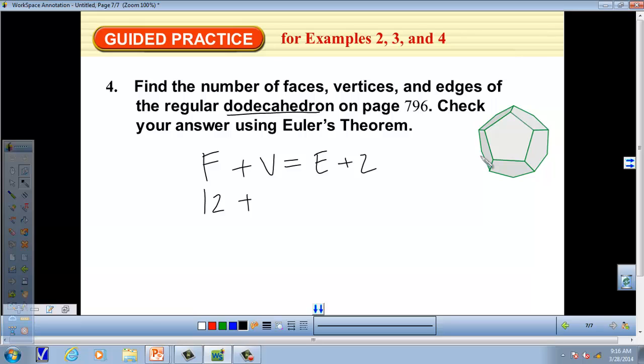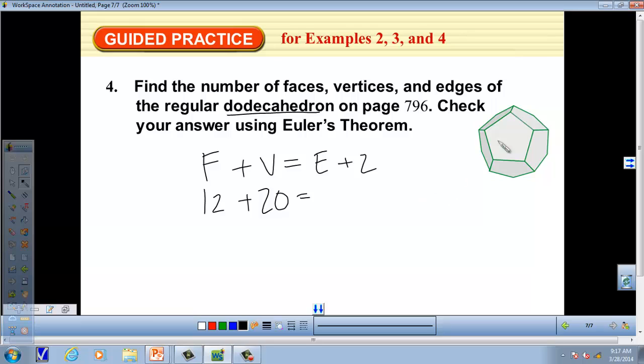And then if we look, the other side would have, this would be the very edge, so the other side would be a mirror image of this. So that's 16, 17, 18, 19, 20. So we've got 20 vertices.